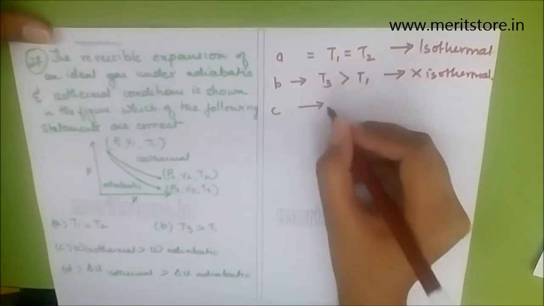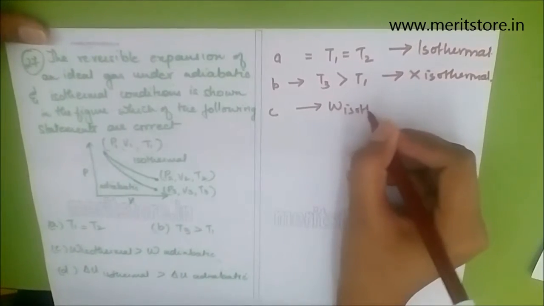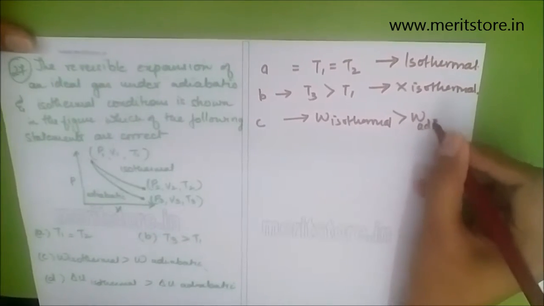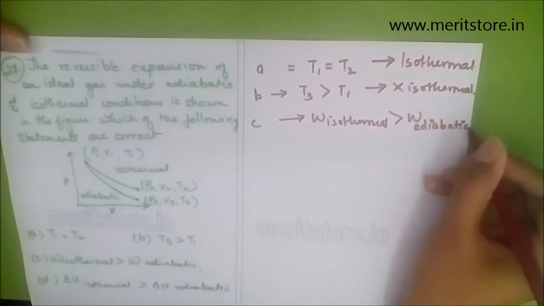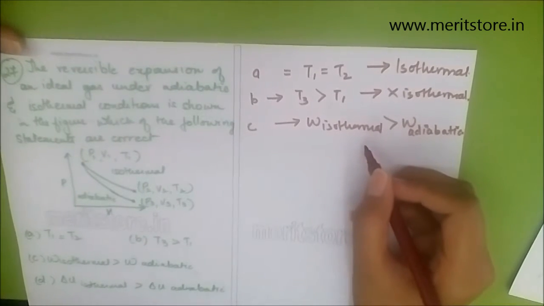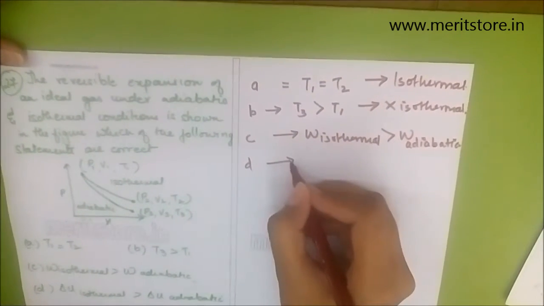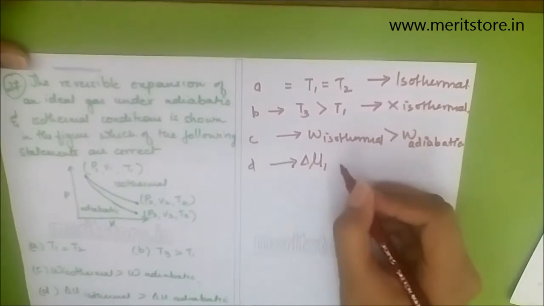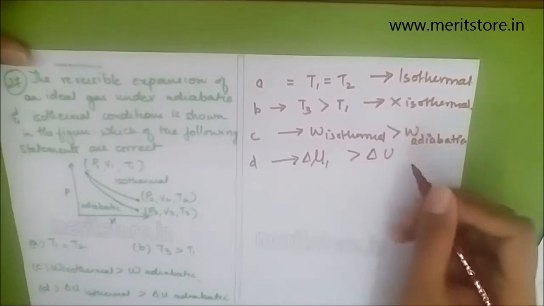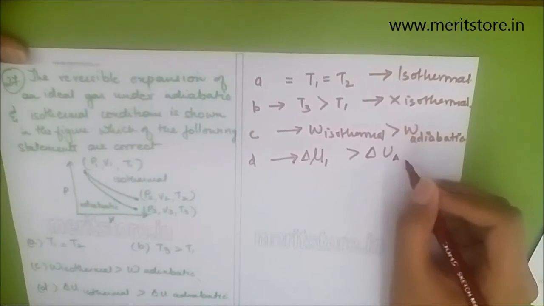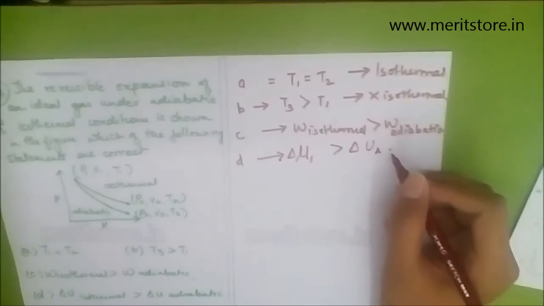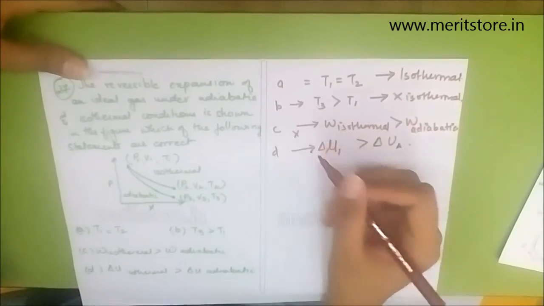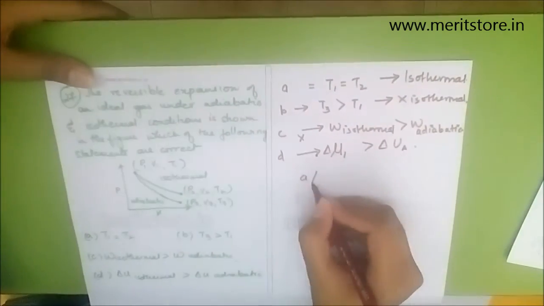Option C, where work done in isothermal condition is greater than work done in adiabatic condition. Option D given is the change in the internal energy of isothermal is greater than the change in the internal energy of adiabatic condition. According to the sign conventions, option C is not valid, so the correct options are A and D.